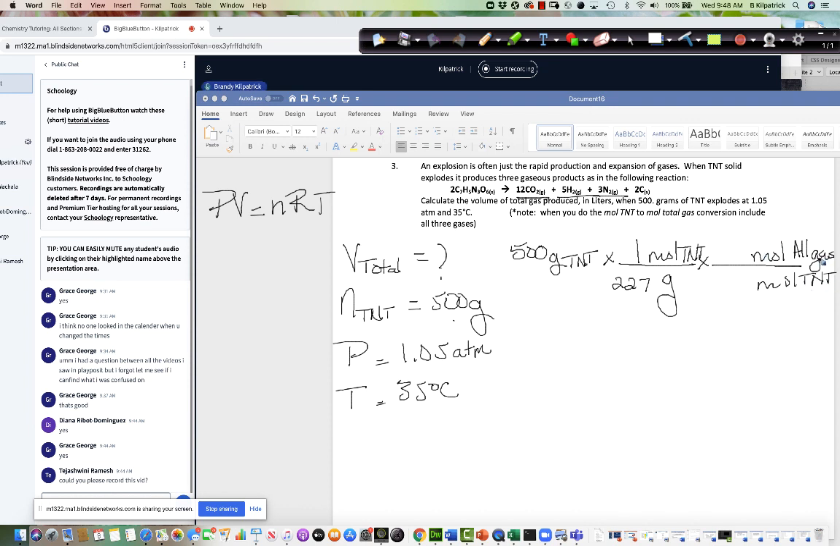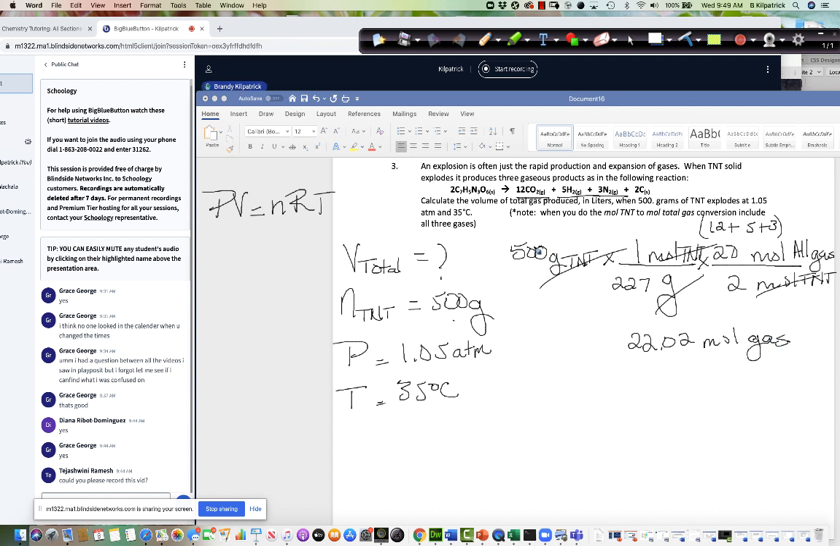Because we're talking about all the gases, it's actually going to be 12 plus 5 plus 3, so 20 moles. There's 20 moles of gas that are produced for every 2 moles of TNT that you have. All right, so then you're going to go through that. You're going to get 22.02 moles of gas.